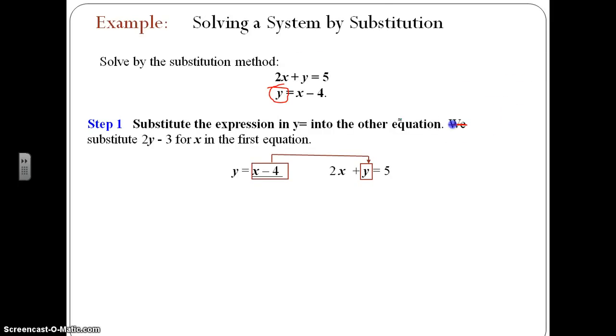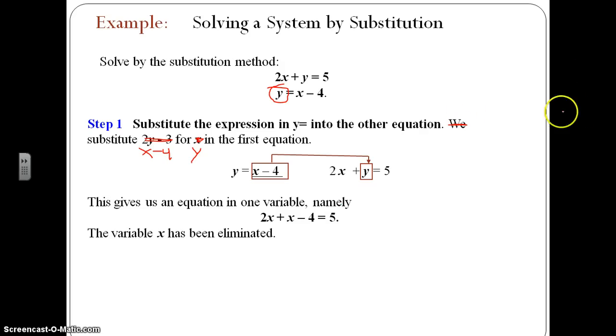This is wrong right here. So we're going to substitute the expression in y equals into the other equation. So we're going to take, this is wrong, we're going to substitute x minus 4 for y into the first equation. And that will give us 2x plus x minus 4 equals 5. Okay? And now the y variable has been eliminated. So this should say y. A couple of mistakes on this video, but it's alright.